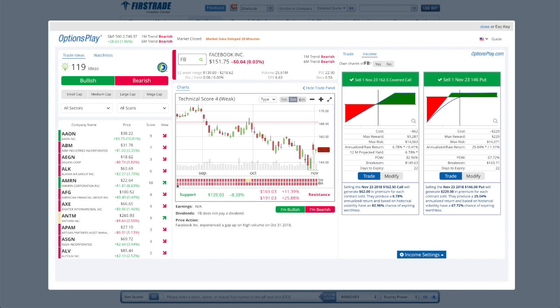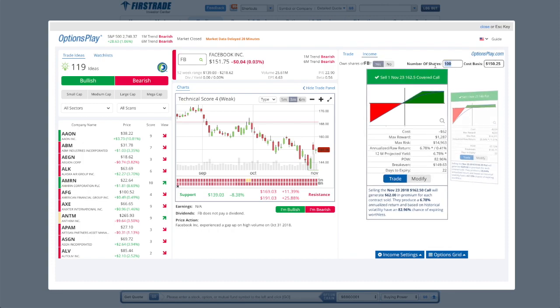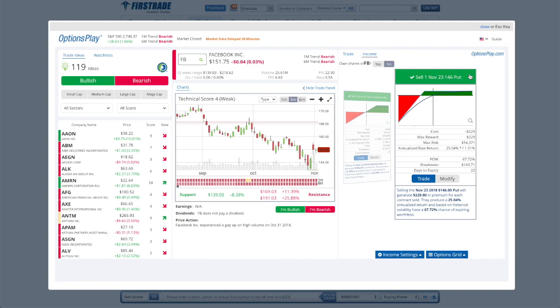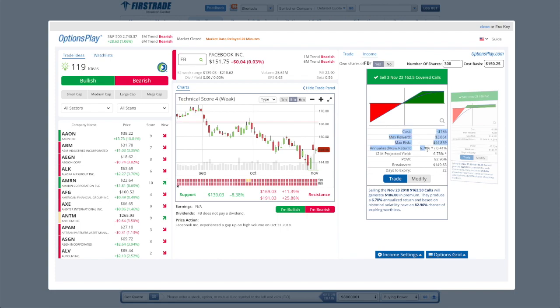So here for Facebook that's trading around 151, you can enter if you own shares of Facebook. If you're selling covered calls, you can even type in the number of shares. Or if you don't own Facebook, you can click on no and take a look at the short put opportunity. Regardless of which one you decide to choose, we have all the breakdown of information to let you know how the strategy will perform, your annualized return, as well as your 12-month projected yield to give you an idea as far as how much yield you'll actually receive from selling covered calls and the dividend over the 12 months.